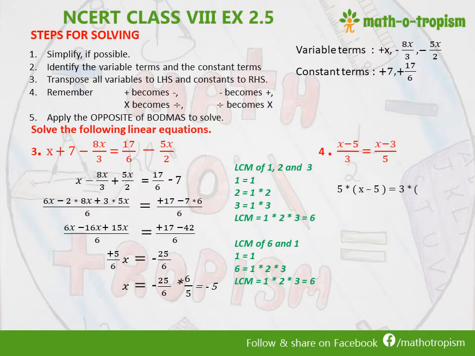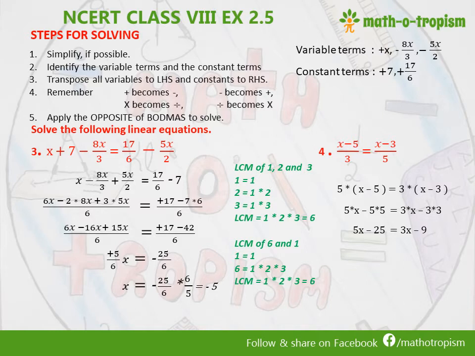Now we need to simplify by doing the distributive property by taking 5 to both the terms, and similarly 3 to both the terms inside the brackets. So 5 into x minus 5 into 5 is equal to 3 into x minus 3 into 3. So this comes as 5x minus 25 is equal to 3x minus 9.